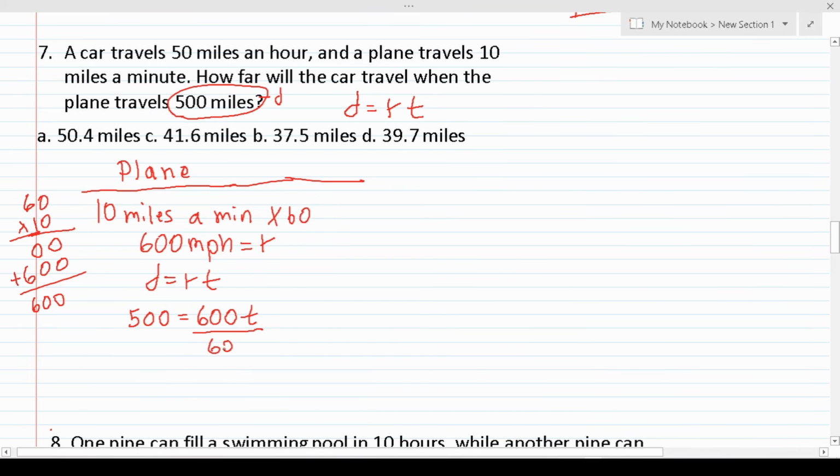Now we're going to divide both sides by 600 to get T by itself. This crosses out, leaving you with T equals 500 over 600. Again, in math, it's customary to write the variable for which you're solving on the left. Now we're going to cross out these corresponding zeros, and we can see T equals 5/6. What does this 5/6 mean? It means the plane took 5/6 of an hour to travel 500 miles. Using this piece, we can probably figure out how far the car travels. So let's go ahead and start working on that car.